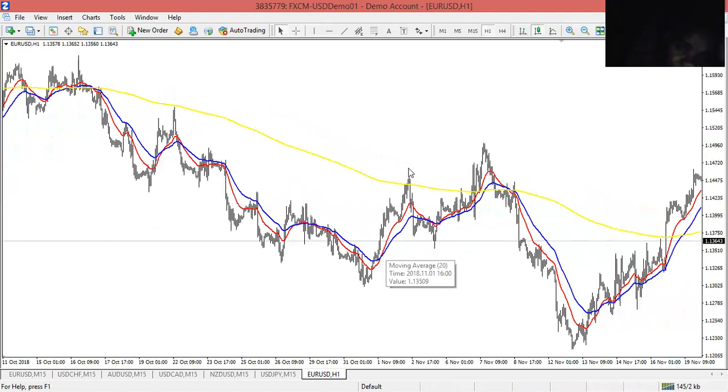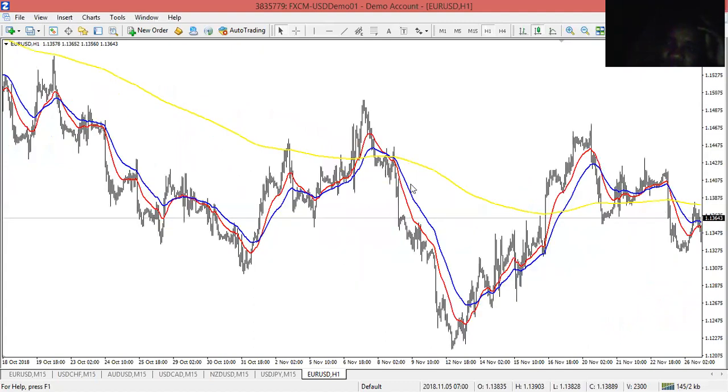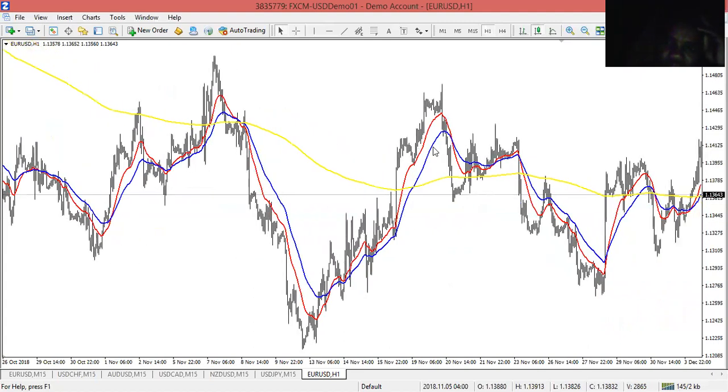Let's peradventure, let's look at this. Okay, look at this situation now. You can see that here, the red and the blue cross together. Then you can see that the red crosses the blue. So our entry is now when this red crosses this blue again. But now you can see that it didn't cross the blue. Instead, it went on to cross the yellow back.